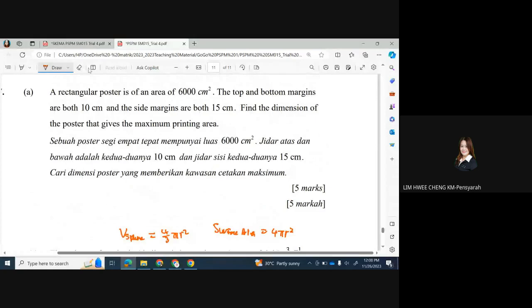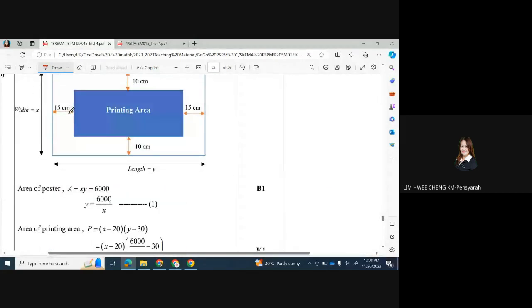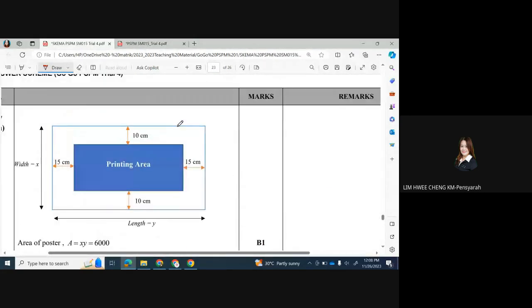Okay, so for the first question ini, part A ini, so dia cakap side punya margin 10, kiri kanan adalah 15 and printing area adalah kawasan biru.